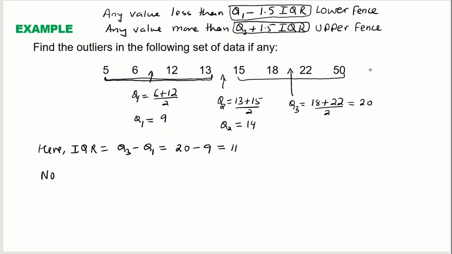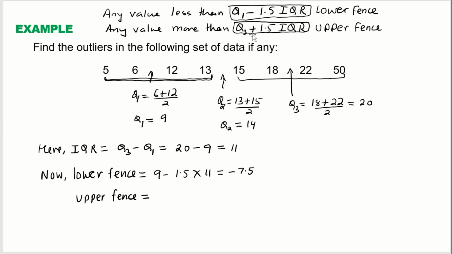So now, lower fence is Q1 minus 1.5 IQR. Q1 is 9 minus 1.5 times IQR, which is 11. If we simplify that using a calculator, that is negative 7.5. Similarly, upper fence is equal to Q3 plus 1.5 times IQR. So Q3 is 20 plus 1.5 times IQR, which is 11. And if we simplify this using a calculator, we'll get 36.5.